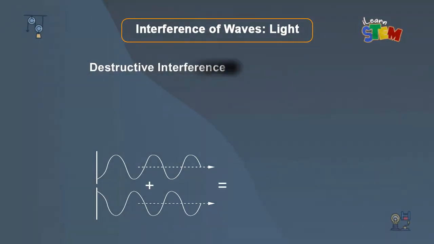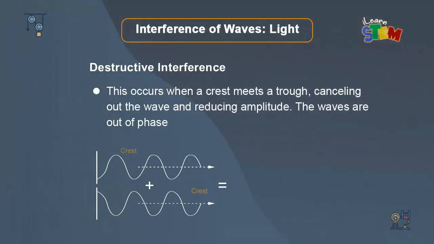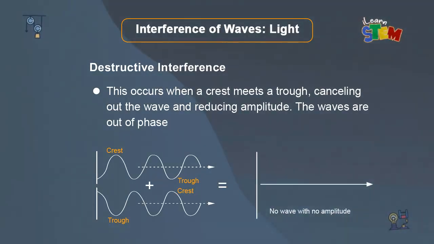On the other hand, destructive interference. Now, what if a crest from one wave meets a trough from another? Instead of getting bigger, they cancel each other out. The result is a much smaller wave or even complete silence in the case of sound waves. I know this might be tricky, but stick with me as we dive into the practical experiment.